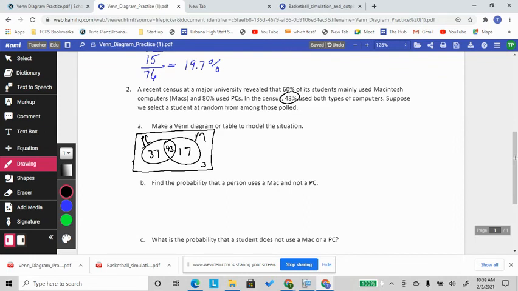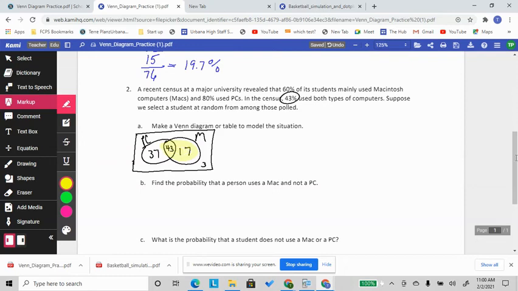Okay, so find the probability a person uses a Mac but not a PC. All right, let me go to my highlight again. So highlight, here's my Mac people. Okay, find the probability that a person uses a Mac and not a PC. So in here, where is it in this blue that I use a Mac but not a PC? Right here. So the answer is 17%.